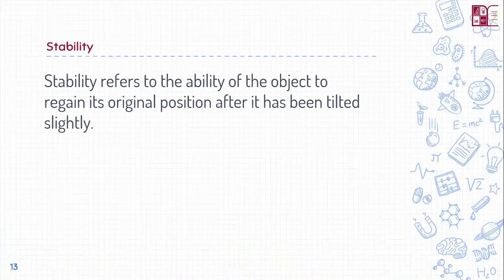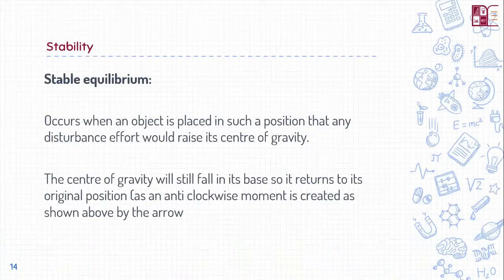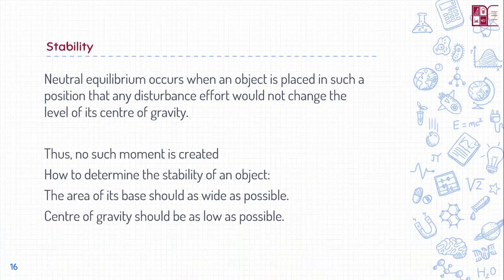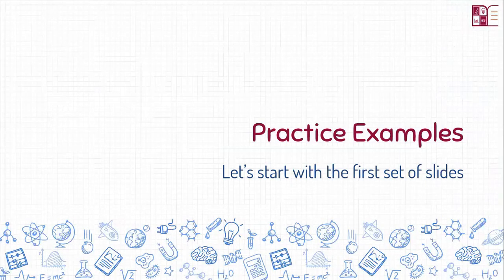Moving on to stability. Stability refers to the ability of the object to regain its original position after it has been tilted slightly. Obviously, we've discussed this with stable equilibrium, unstable equilibrium, and neutral equilibrium, when no such moment is created. When you're looking to determine the stability of an object, make sure that the area of its base should be as wide as possible, and the center of gravity should be as low as possible.